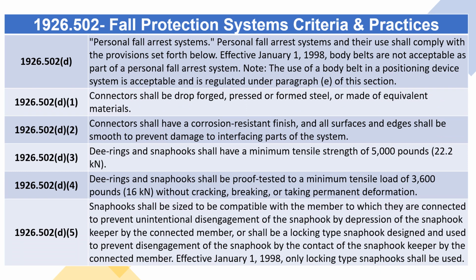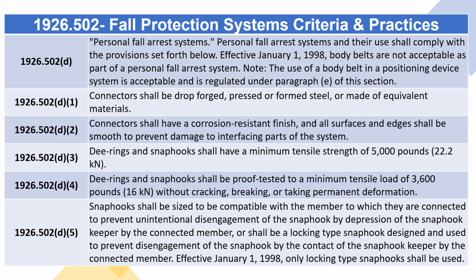1926.502 D. Personal fall arrest systems. Personal fall arrest systems and their use shall comply with the provisions set forth below. Effective January 1, 1998, body belts are not acceptable as part of a personal fall arrest system. Note, the use of a body belt in a positioning device system is acceptable and is regulated under paragraph E of this section.